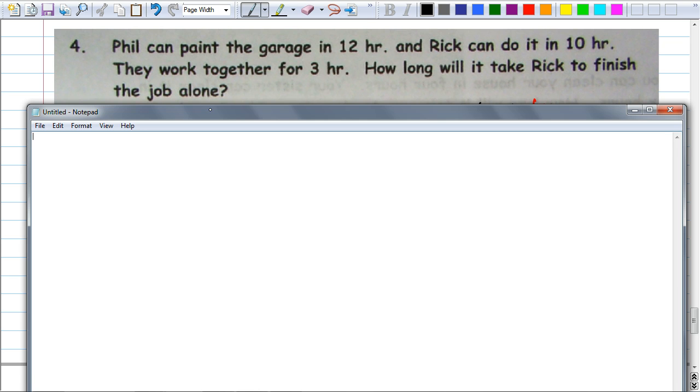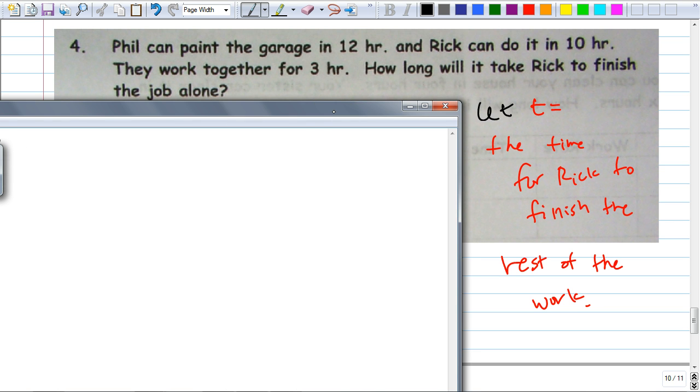We know the work rate for Phil is 1 over 12. We know the work rate for Rick is 1 over 10. Now they work for 3 hours. This time they're not done painting the whole house. So we have to figure out how much of the work they finish in 3 hours. Does that make sense? So we're going to let X be what?